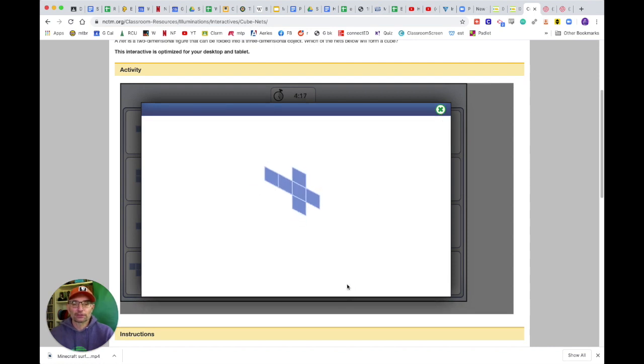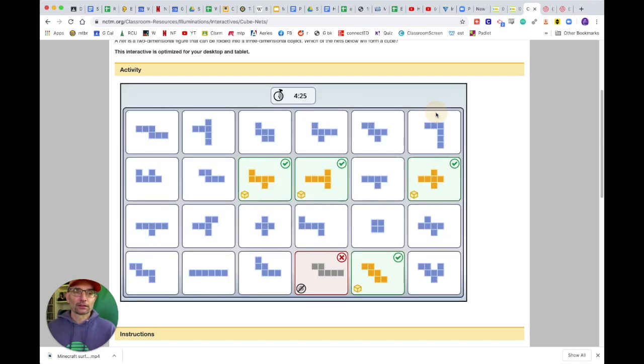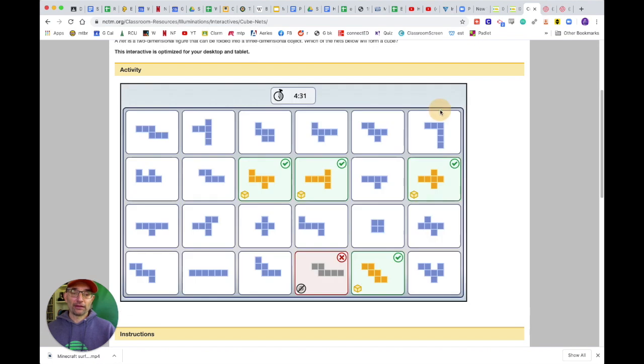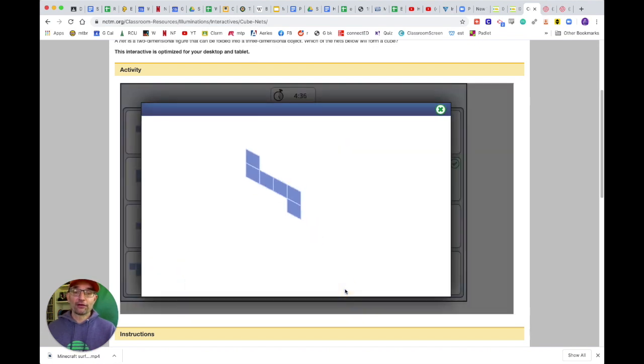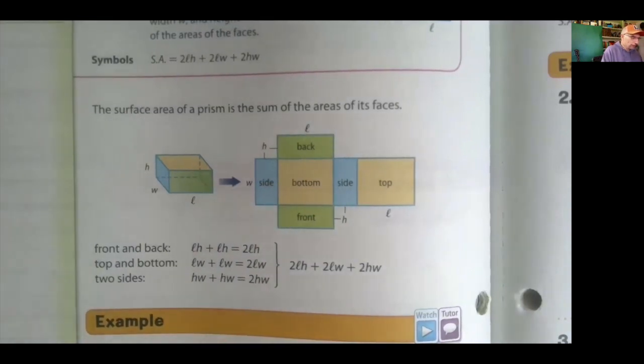So let's see if this makes a cube. So in the book, a lot of times they will give you that flat. It's called a net when you have this all laid out flat like this. So they call that a net when it is flat. But if you can find the area of that net, then you'll find the area of the cube. There you go.